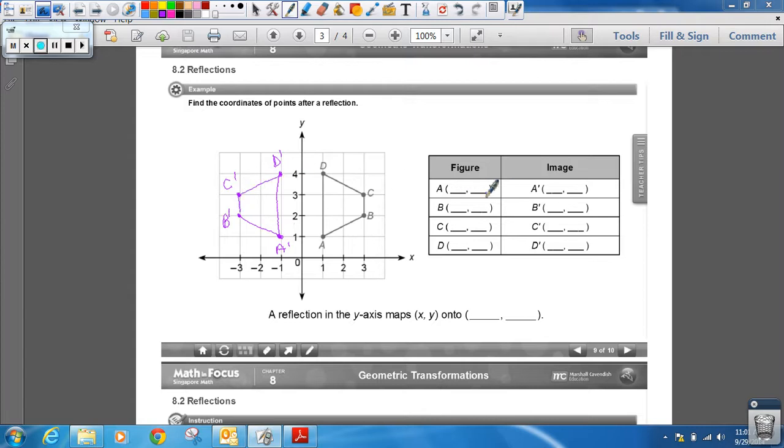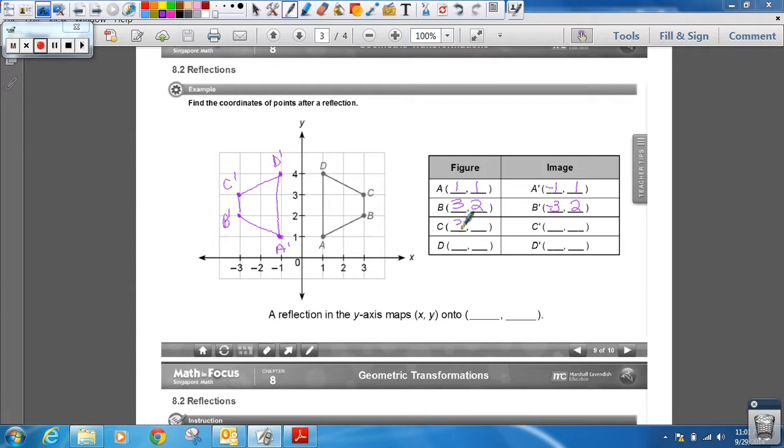And now we do the coordinate figures over here. So if we look, A was at 1, 1. A prime was at -1, 1. So if I look there, the y's are the same this time, but the x's are the opposite. So let's see if that's true with the rest of them. B was at 3, 2. B prime is at -3, 2. So that is true for that one.